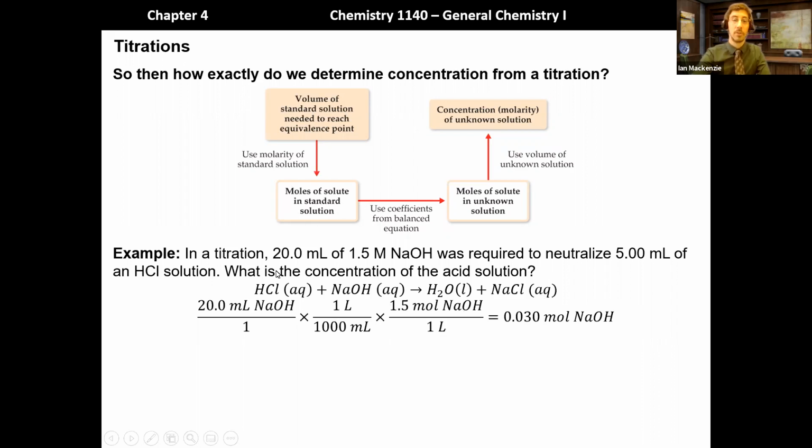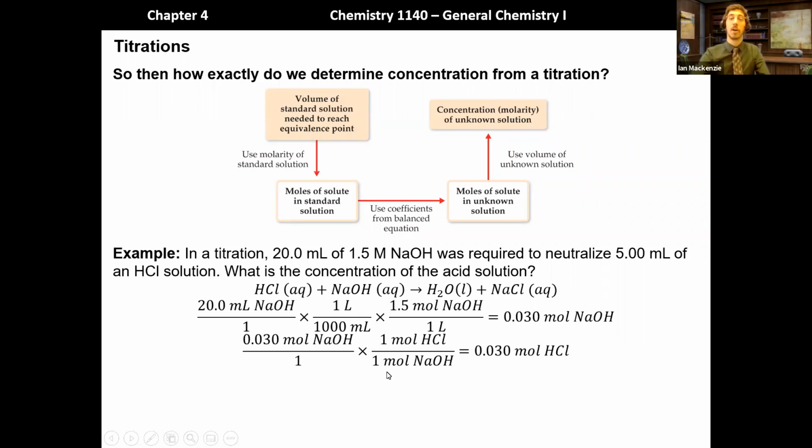Now I use the coefficients in the balanced chemical equation to relate moles of sodium hydroxide to moles of HCl. In this case, it's just 1-to-1. So the moles of sodium hydroxide, when I set this up, I cancel that out and come out with the same number of moles of HCl. This is the step where if we were dealing with a polyprotic acid, then the coefficients would not be equal.